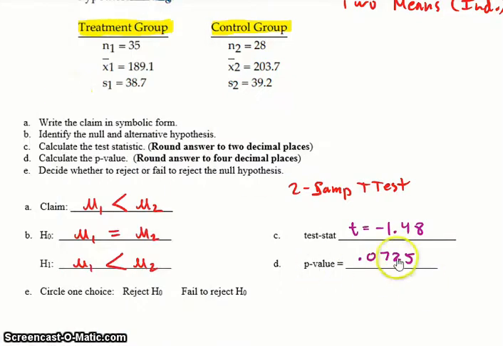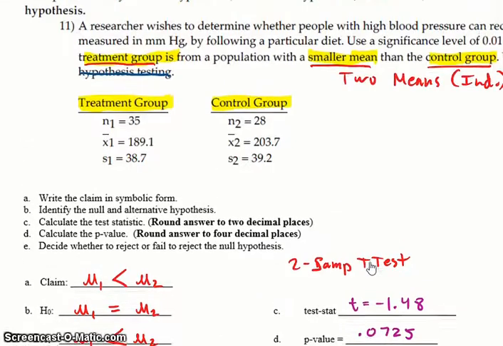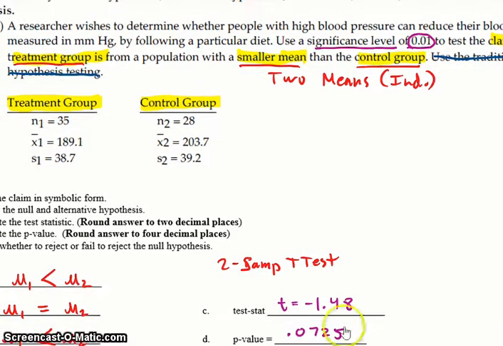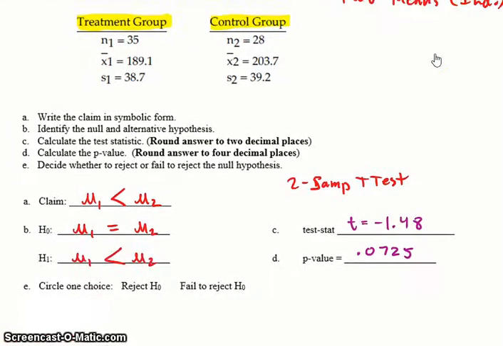And finally, make a conclusion. We're going to compare the p-value to alpha. Alpha is 0.01, right? Significance level is 0.01. The p-value is greater than alpha. This value here is greater than 0.01, which means we fail to reject the null. Anytime the p-value is greater than alpha, we fail to reject the null. All right, so again, a lot to cover. If there's any questions, let me know.